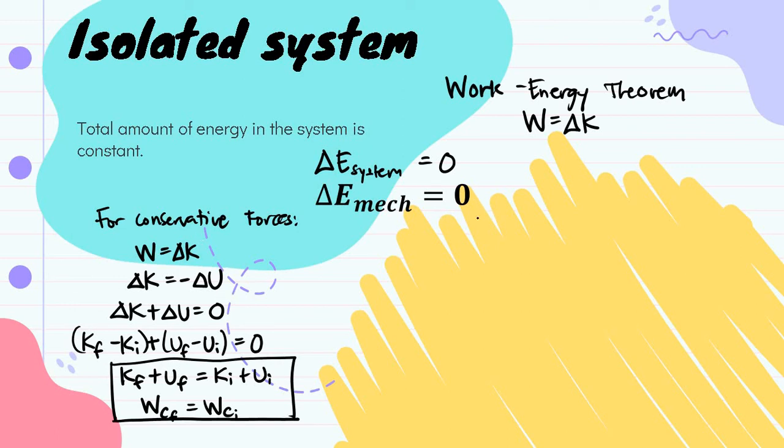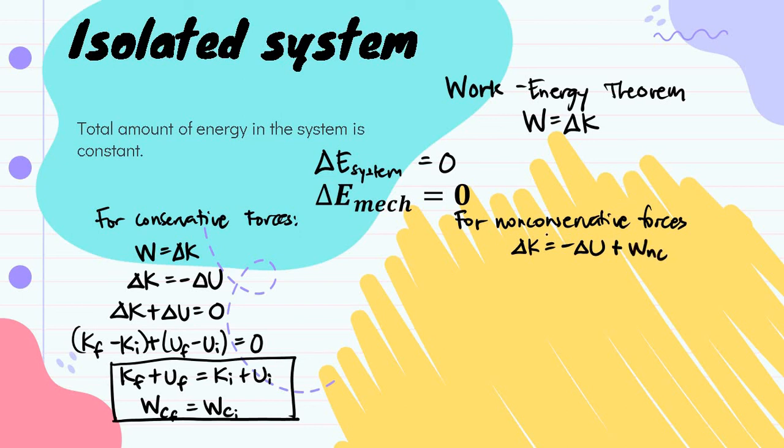How about this one? So for non-conservative forces, let's use this equation again. So delta K is equal to negative delta U. However, since there is already a presence of a non-conservative force inside the isolated system, and we don't really know what type of non-conservative force is present, to generalize all the work done by non-conservative force, we try to add that into the right side of the equation.